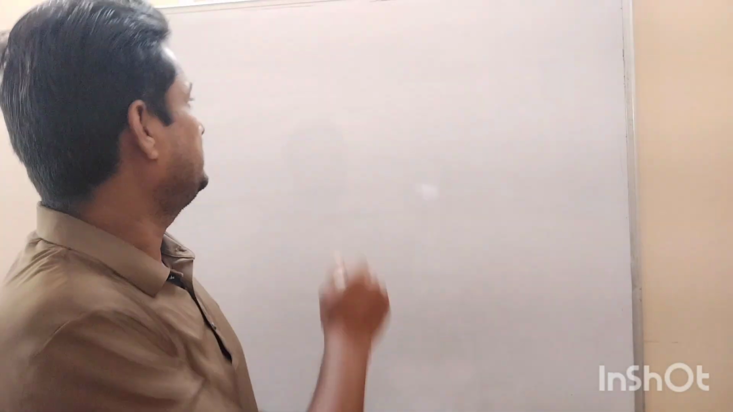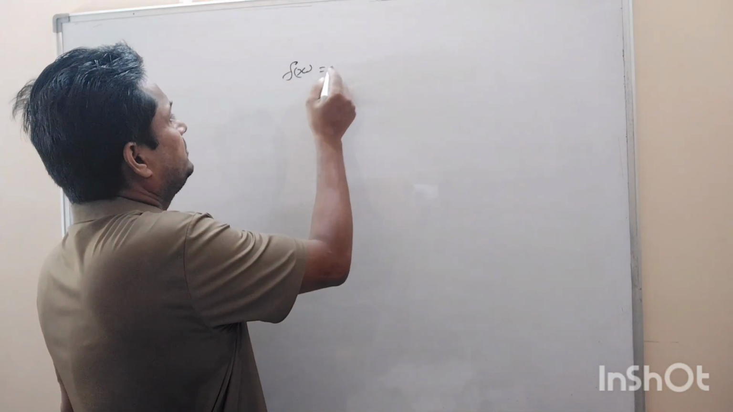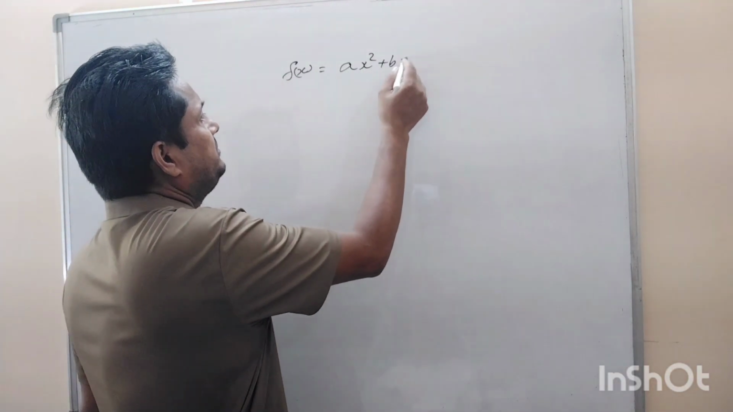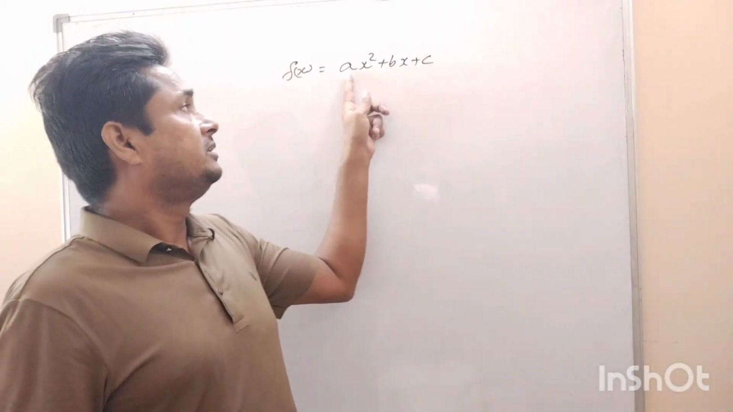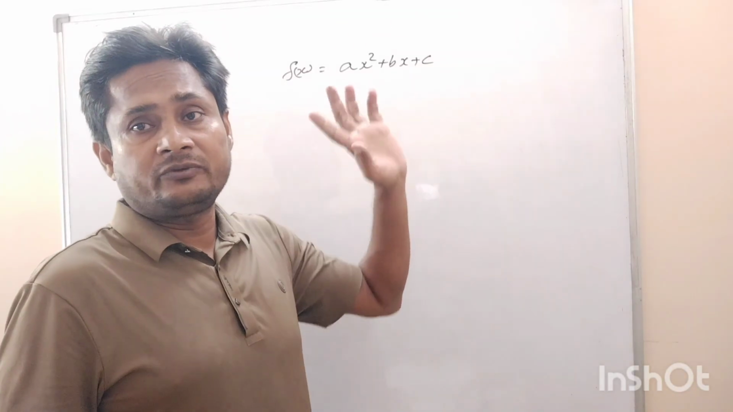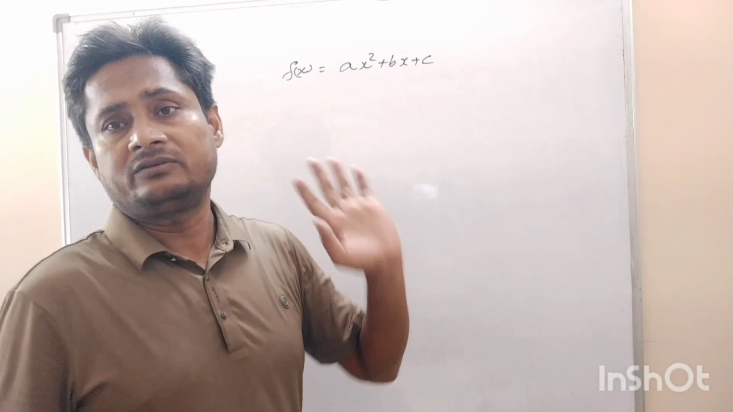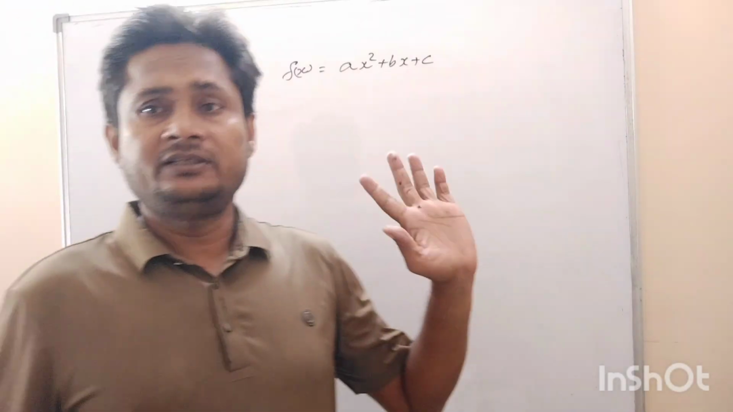We are discussing graphs of quadratic expressions. We discussed in the previous video that if the coefficient of x square of any quadratic expression is positive, then the graph will be upward. Let's say f(x) = ax square plus bx plus c. This is the quadratic expression, and if a is positive here, the graph will be upward, and if a is negative, the graph will be downward. We have already discussed this.